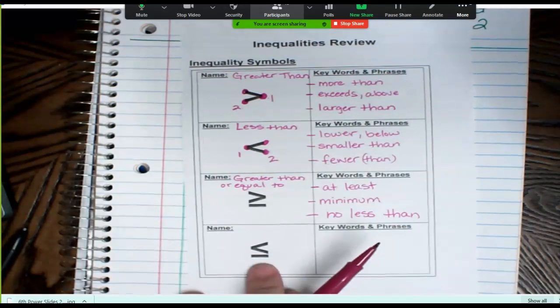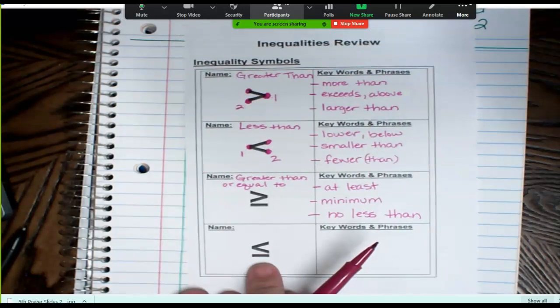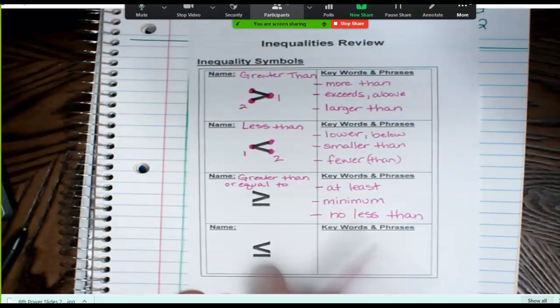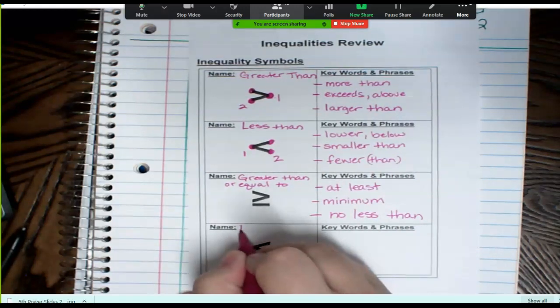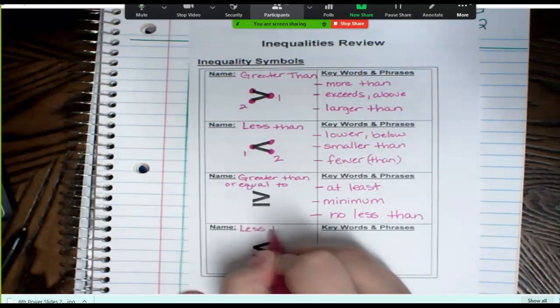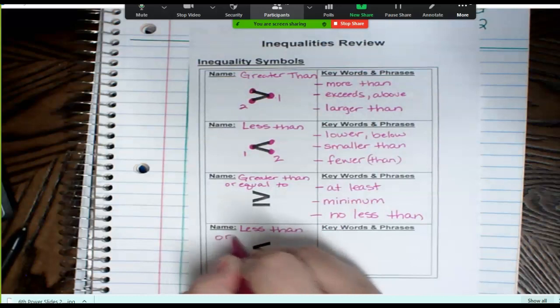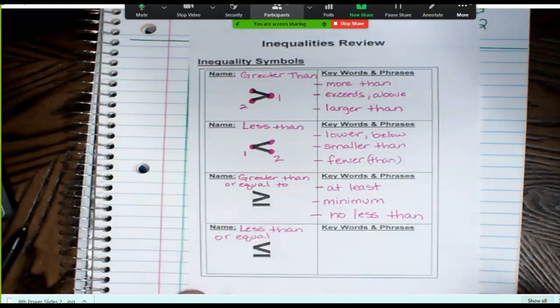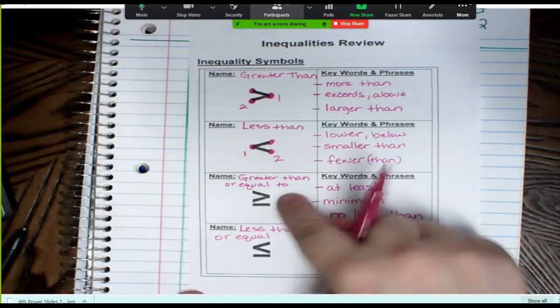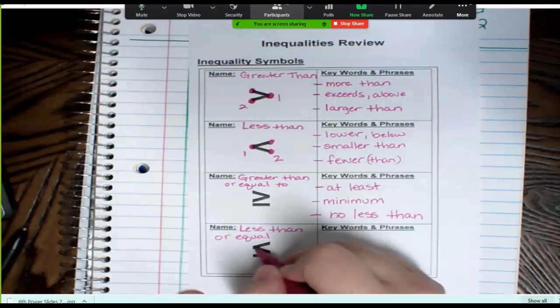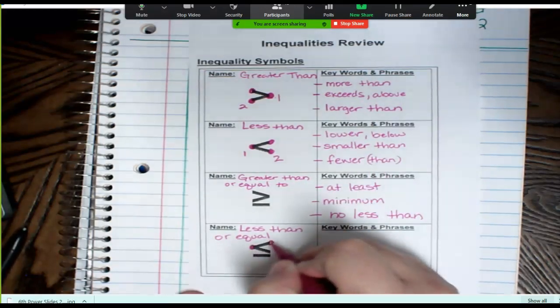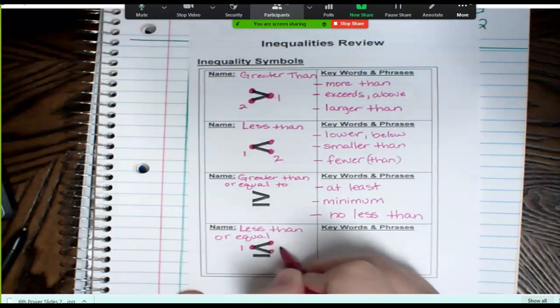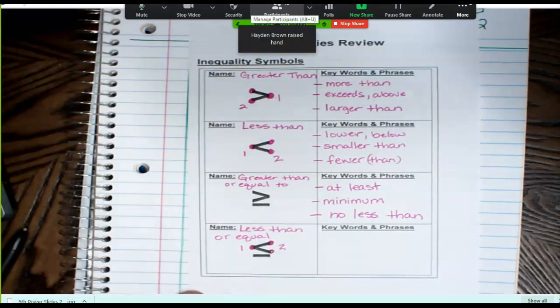The last one, what is the name of this symbol? Less than or equal. Good, less than or equal to. If it was sitting all alone and we didn't already know that the one above it was greater than, I could still use my dots to help me. 1 dot, 2 dots, less than or equal to.